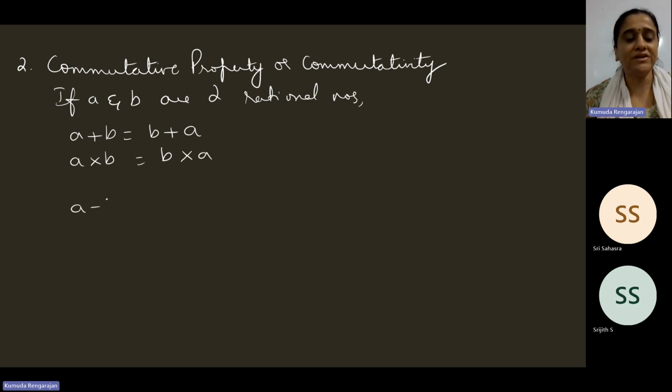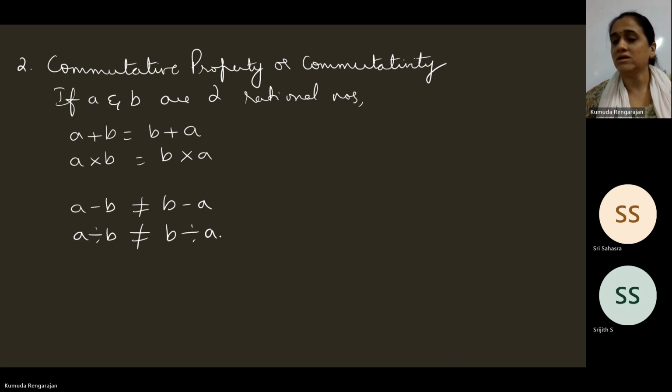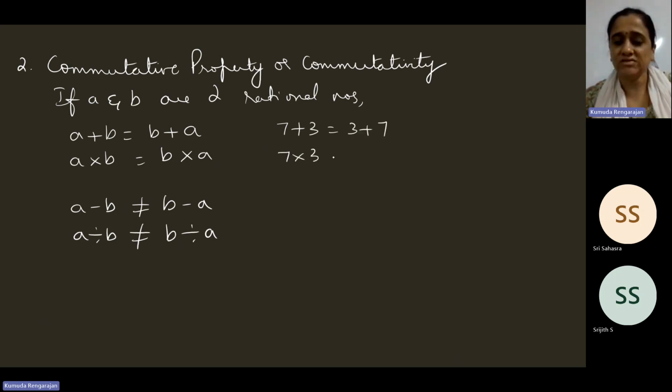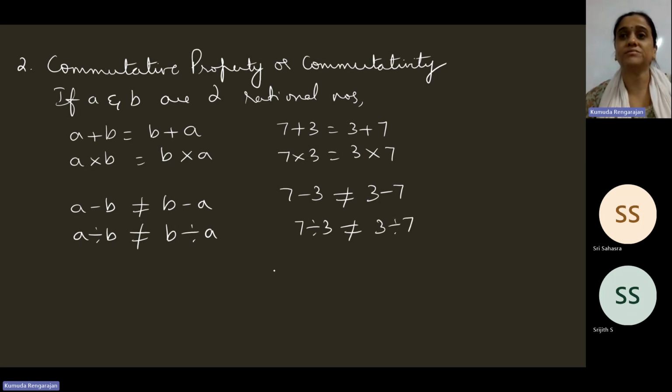But A minus B is not equal to B minus A. A divided by B is not equal to B divided by A. Let's take a very simple example. 7 plus 3 is equal to 3 plus 7. 7 into 3 is equal to 3 into 7. 7 minus 3 is not equal to 3 minus 7. 7 divided by 3 is not equal to 3 divided by 7.